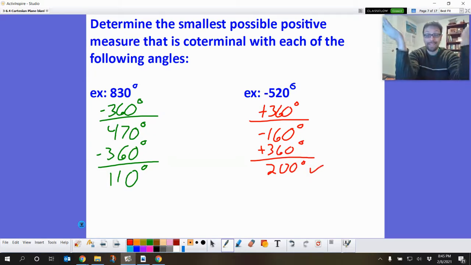Now we've got a positive value that's somewhere between 0 and 360, and it's going to be coterminal with negative 520 because I'm adding 360 over and over and over again. And I'm just doing that until it's a nice number. If I had something like 480 million degrees, I could just subtract 360 a whole bunch of times until I get to be something between 0 and 360.